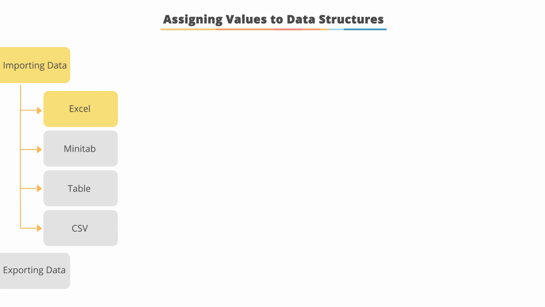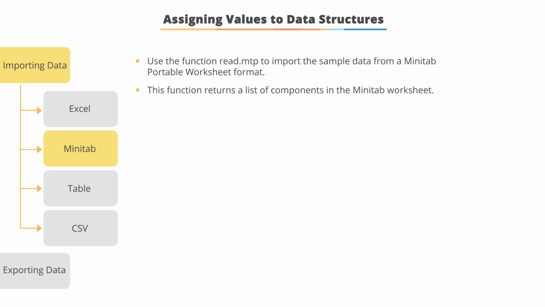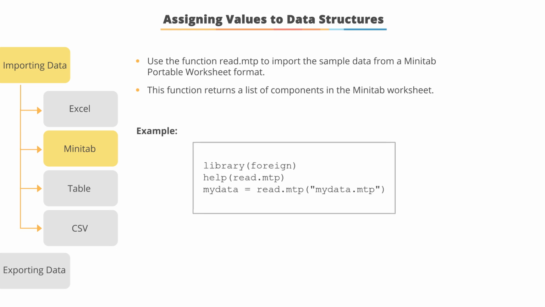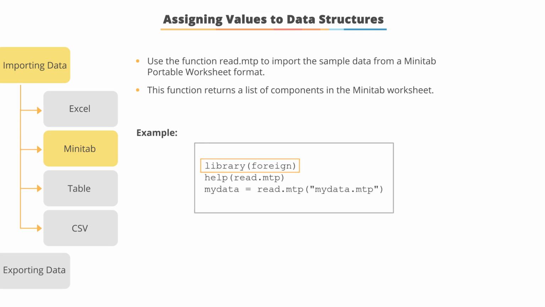Now, if you ever work with Minitab, it's another way to load data. So we'd use the function read.mtp to import sample data from a Minitab portable worksheet. And with this function, it will return a list of components in the Minitab worksheet. So here, we have to load the library foreign. If you want to look at the help file, you can use help read.mtp. And then again, we're creating a data frame called mydata, which is using the read.mtp function. And then in the quotations, it's reading the file name that you've specified.